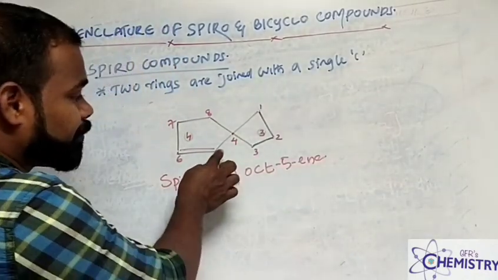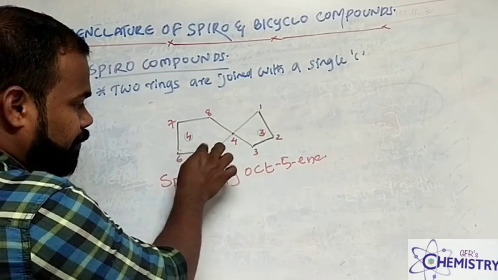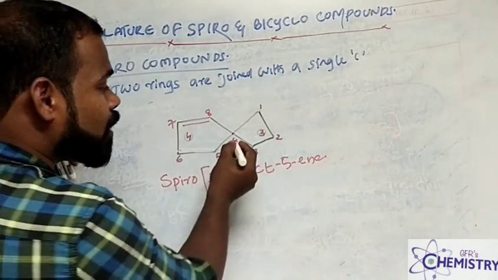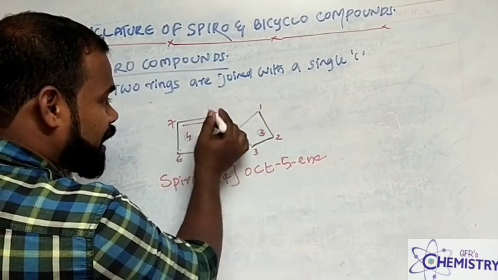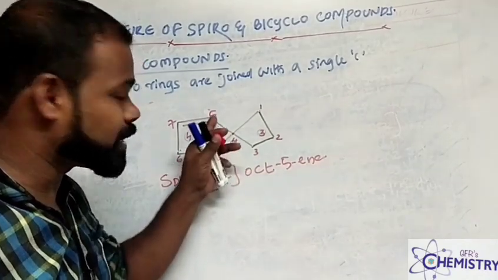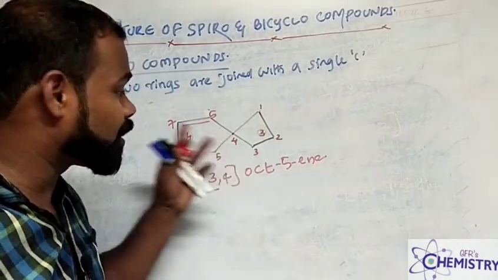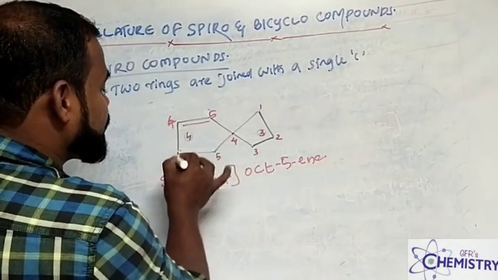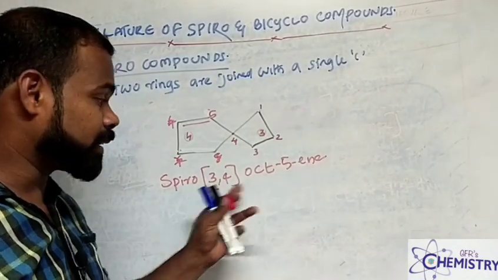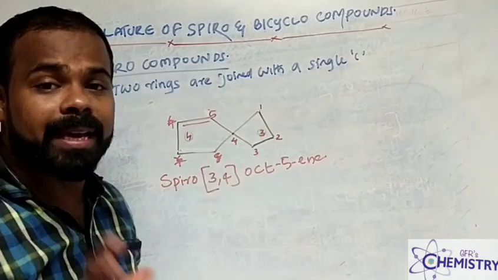Maybe this line may be here. Then go along with this one, 4, after that 5 here. That is your choice. If you want to start from this end or this end, no problem. That one we decide depending upon the priority group. Here 5, here 6, here 7, here 8. Now also the name is the same: spiro 3, 4, oct-5-ene. Okay, this is our spiro compound.